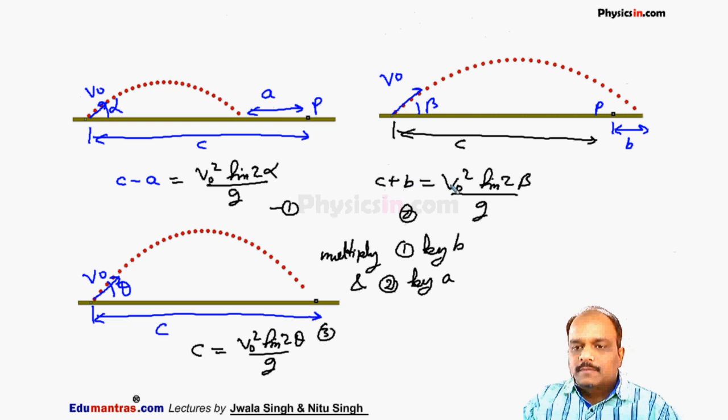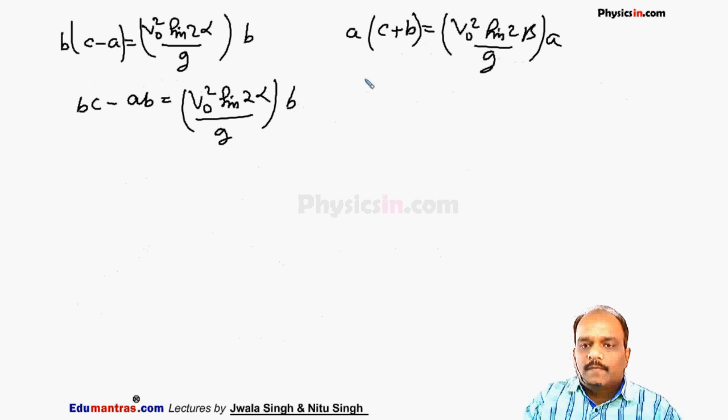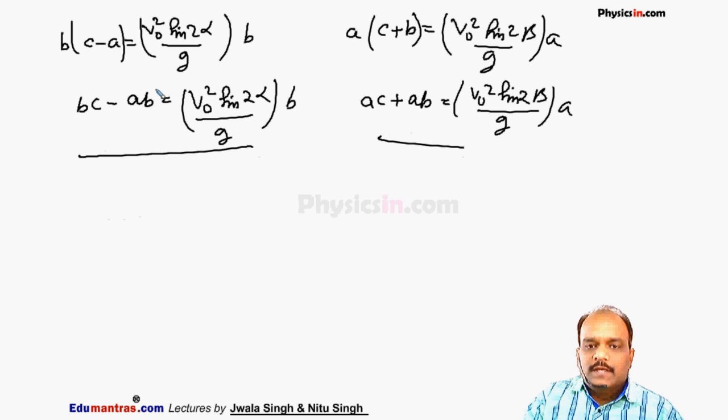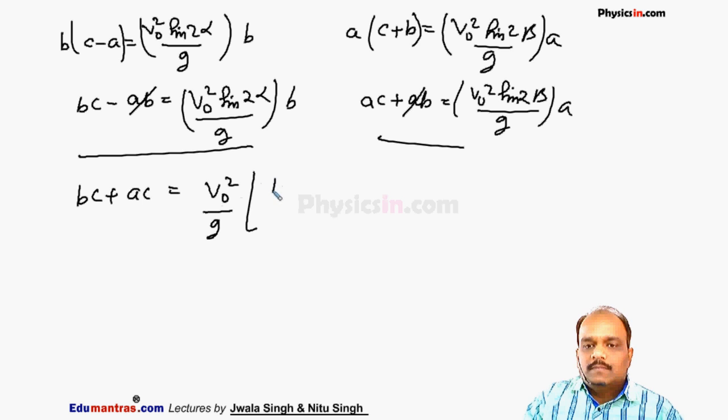We have to multiply the second expression by A. We get AC plus AB is equal to v0 square sine 2 beta divided by G into A. If we add these two, this one and this one, this AB will cancel out. We get BC plus AC is equal to v0 square by G into B sine 2 alpha plus A sine 2 beta.